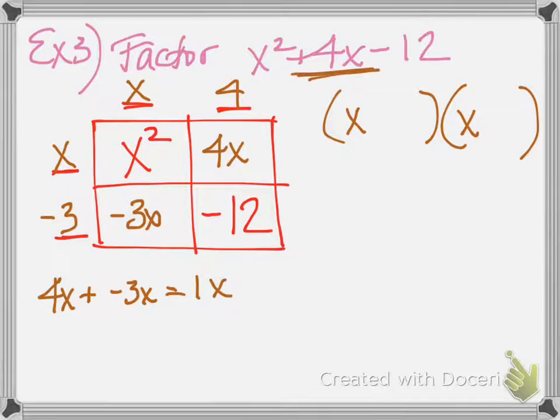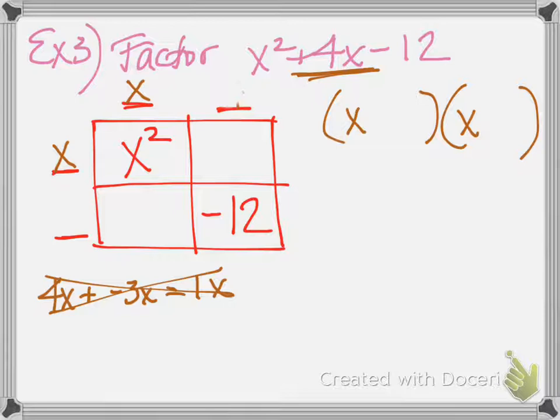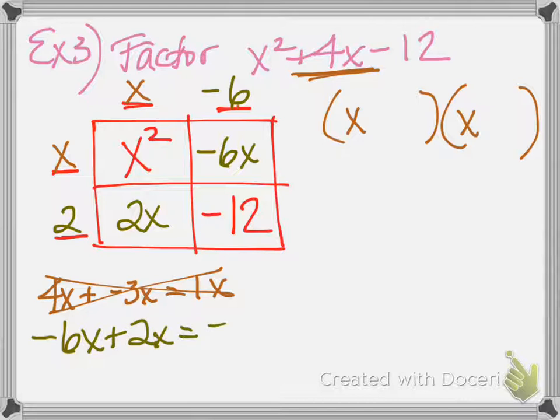Now I'm looking for 4x. So this is not going to work. I need to erase and try something else. How about, what makes 12? How about 6 and 2? So here's negative 6 and 2. So 2 times x is 2x in this box, and negative 6x here. So negative 6x plus 2x equals negative 4x. Well, I'm close, but I need positive 4x.